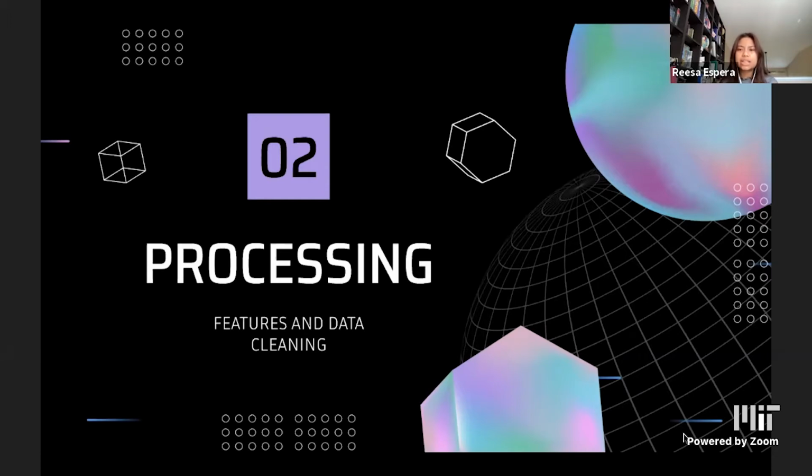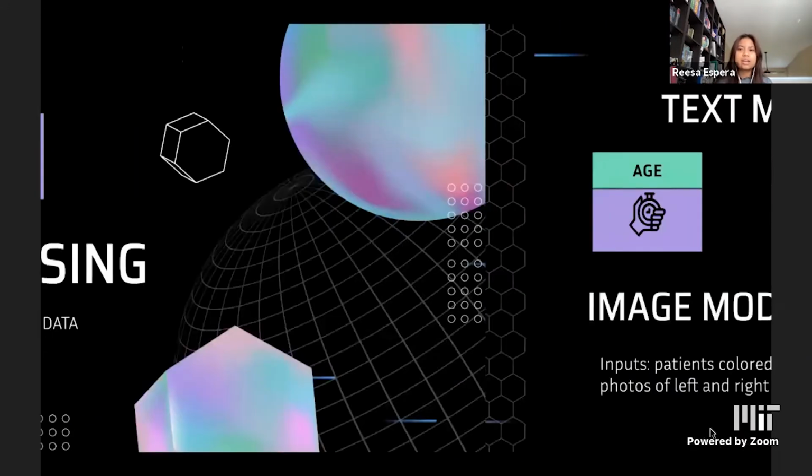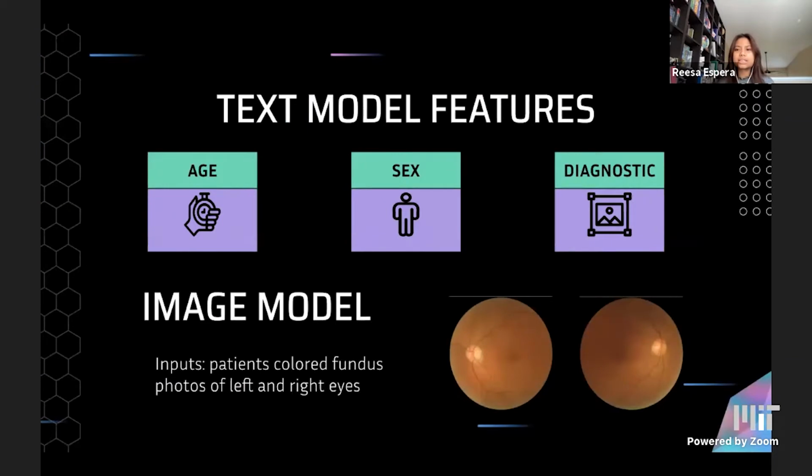Within the data set that we were given, though, some text features that were included were age, sex, and image diagnostics to help classify the images and the patients within the data set. Like the images on the slide show, image diagnostics explain what the image is showing, including fundus, cataracts, and drusen.